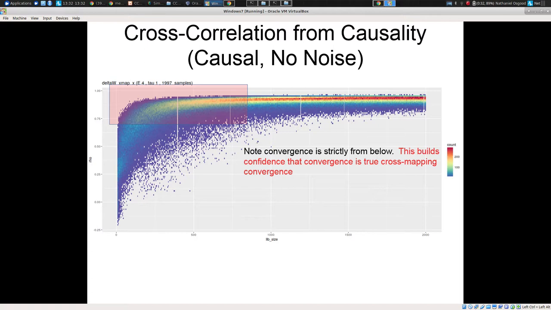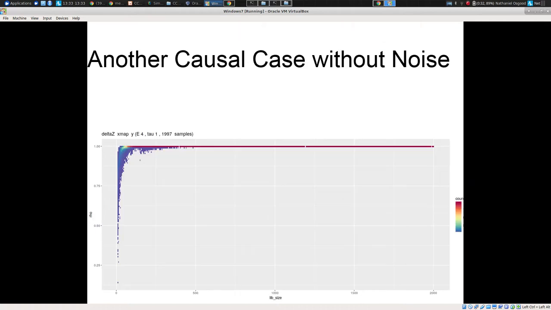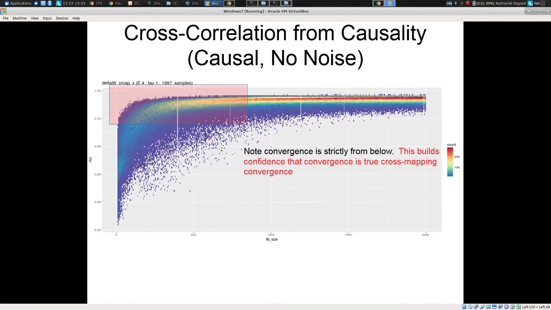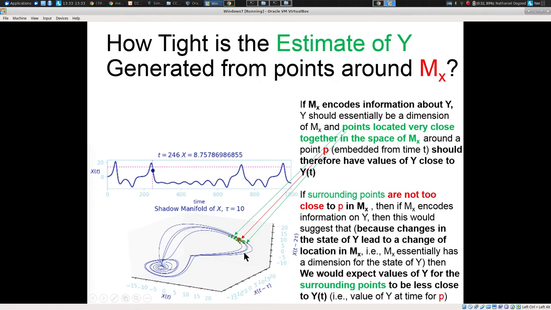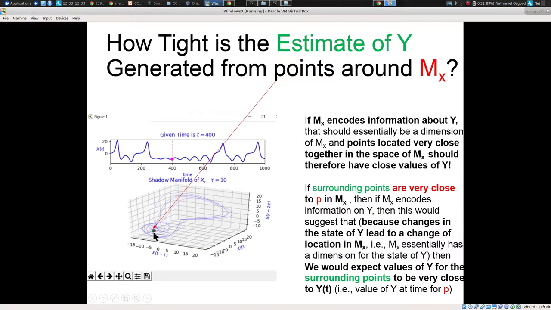But as L increases, what you notice is this upwards arc from below, this is important, of rho. As you consider a larger and larger subset of this, the space will become denser and denser. The neighbors will be closer to the point, the nearest neighbors in state space will go from being somewhat far away, like this guy here, to being closely in.